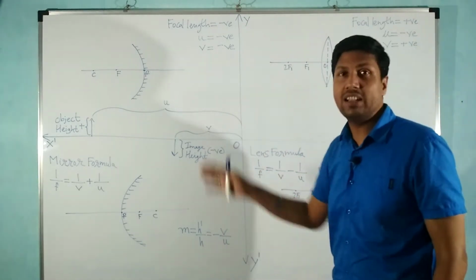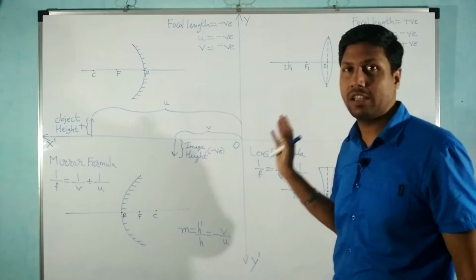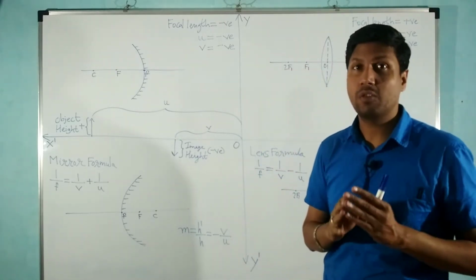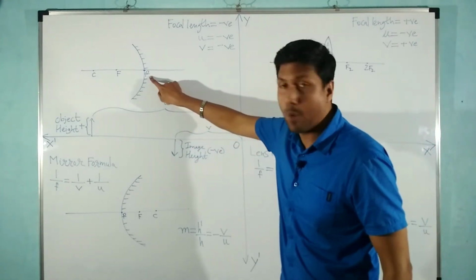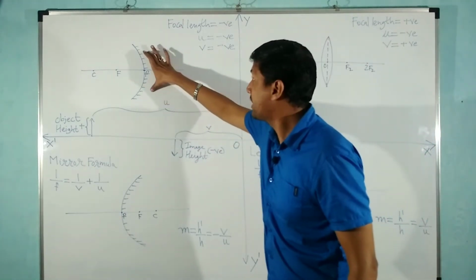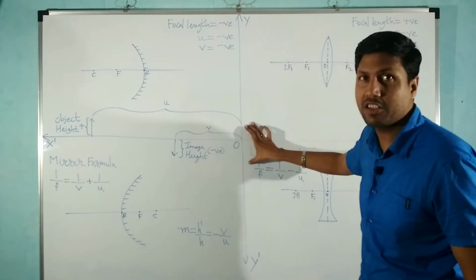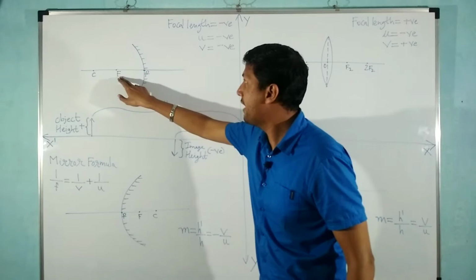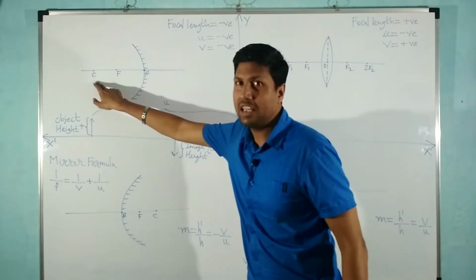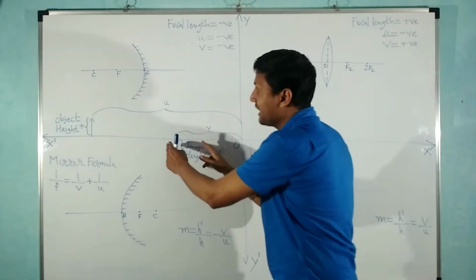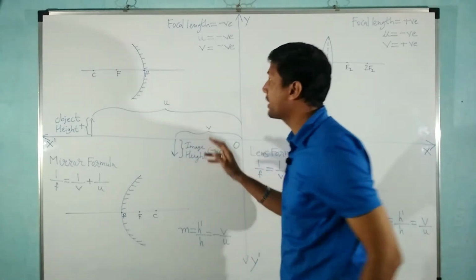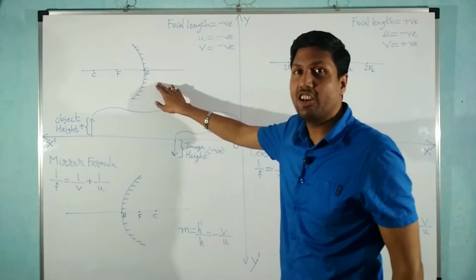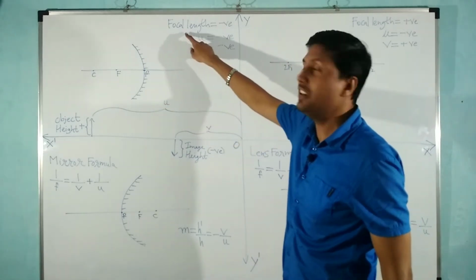Now why have I drawn things like this? The main reason is that if you replace P, the pole of the mirror, with the origin of the Cartesian plane, then you can see that these two points, F and C, will come on the negative x-axis. So you can say that F, the focal length of the concave mirror, is measured in negative. That is what I have written here.